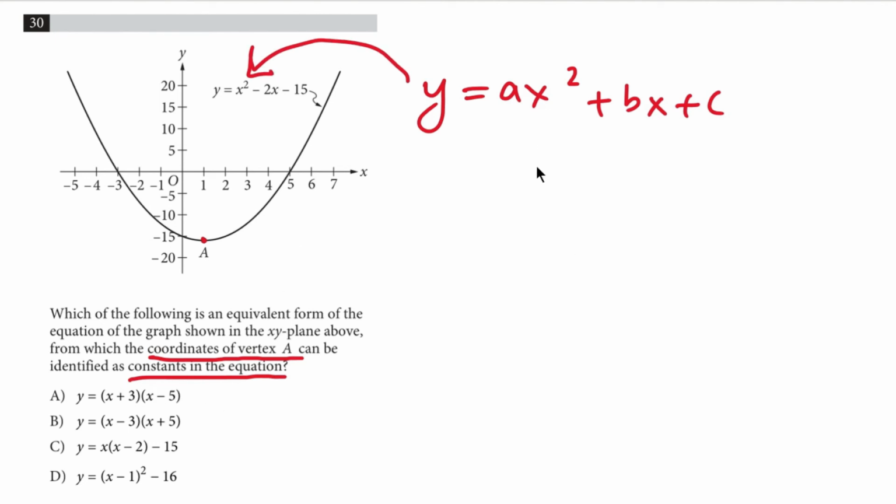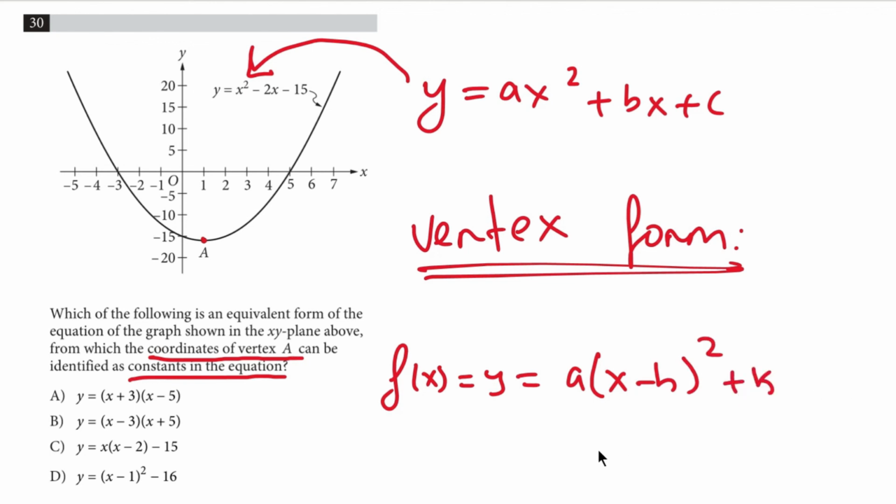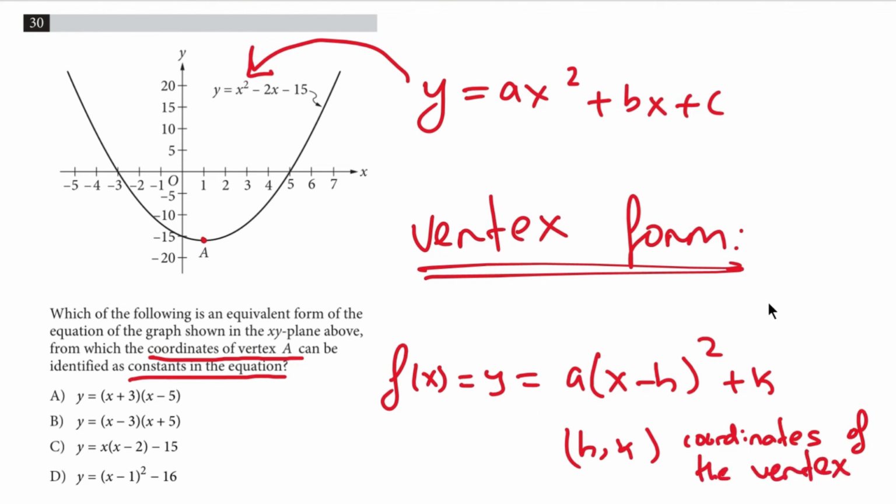However, the form of this equation where the vertex can be identified as constants in the equation is the vertex form. I'm sure you have heard of this, and the equation of the vertex form goes like this. f of x, or y, is equal to a multiplied by (x minus h) all squared plus k, where h and k are the coordinates of the vertex. So this is our vertex form. The coordinates of the vertex here are (h, k), which are (1, negative 16), because right here you see it corresponds to approximately negative 16, and the x coordinate of the vertex corresponds to 1.